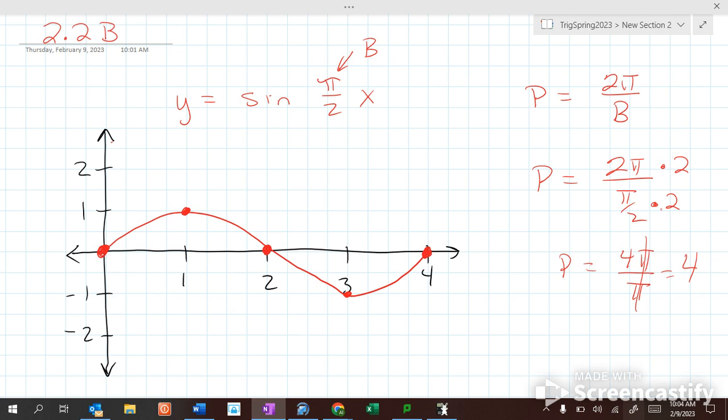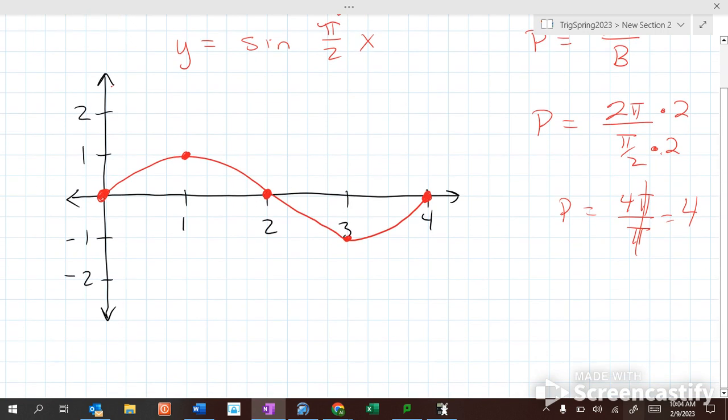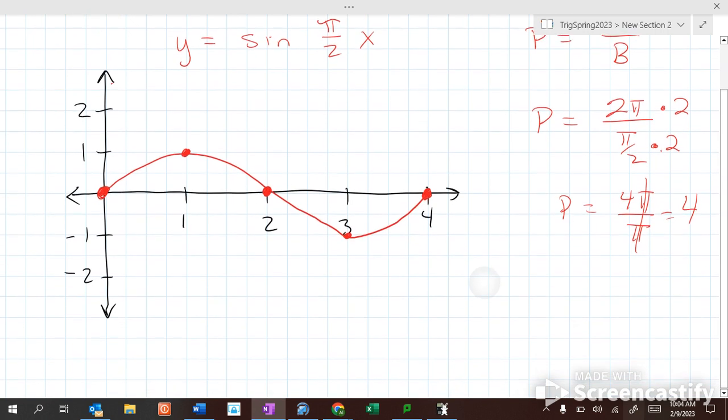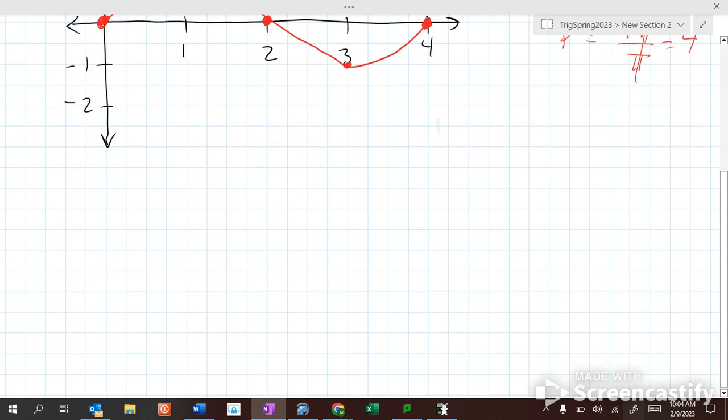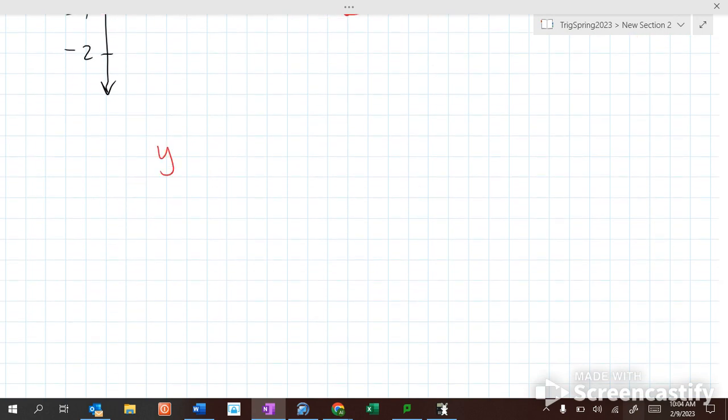Okay? So, let's say now, I'm going to get even meaner on you. Y equals the sine of pi over 4 x minus 3 pi over 4.